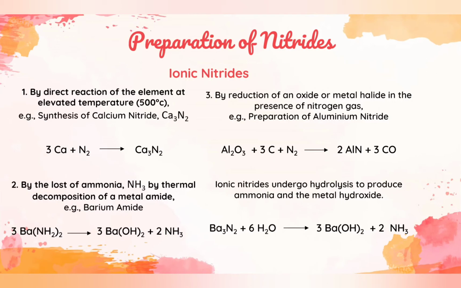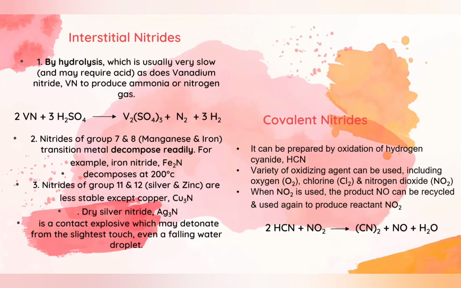Ionic nitrides also undergo hydrolysis to produce ammonia and the metal hydroxide. Barium nitride will react with 6 mole of water and produce 3 mole of barium hydroxide and 2 mole of ammonia. Now we're going to look at interstitial nitride.